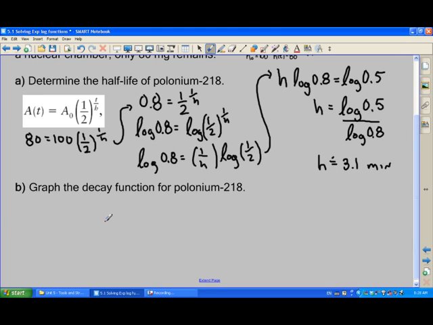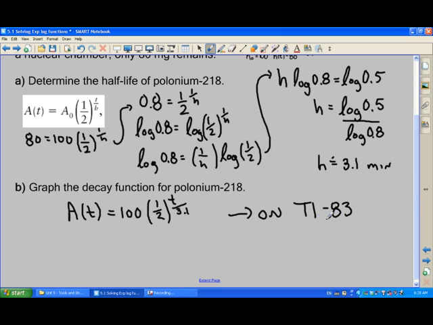Part B asks you to graph this function. So to graph this function, we'll leave A of t unknown. We know we start with a value of 100 for our initial amount. T is our variable, and in this case our half-life is 3.1 minutes. So I could plug this into the TI-83 and graph this, and you should try that. Plug this into the TI-83. You're going to need to pick some window settings that are going to work to let you see the entire function.